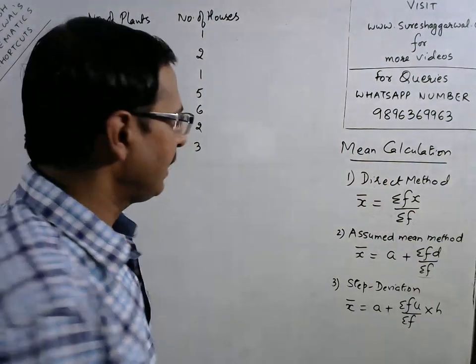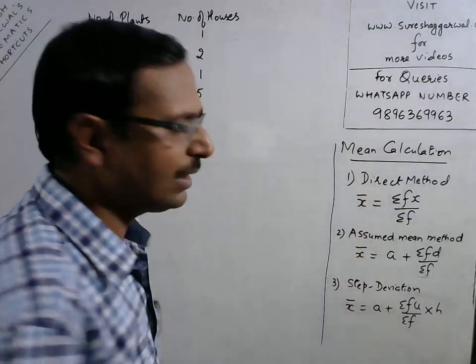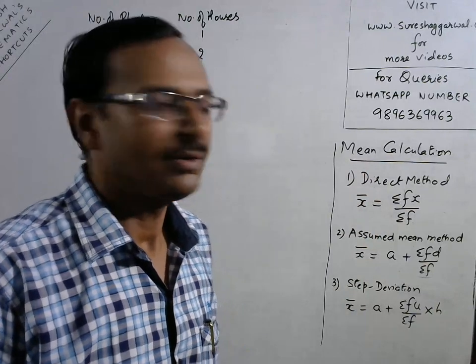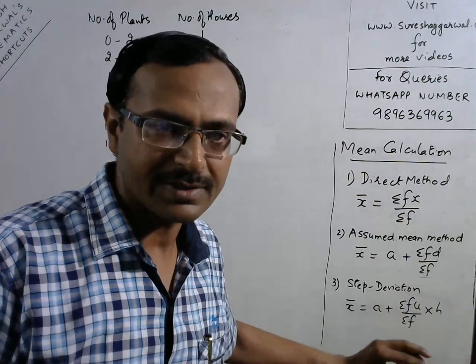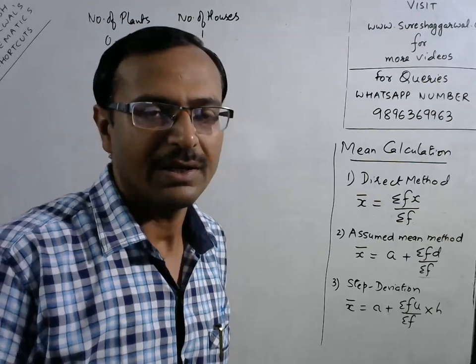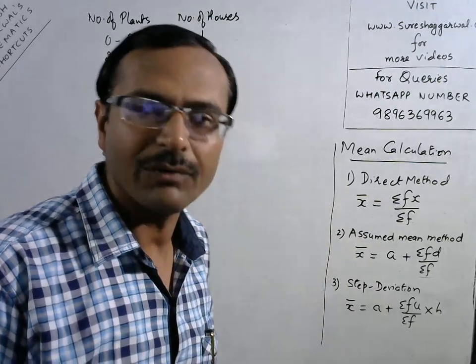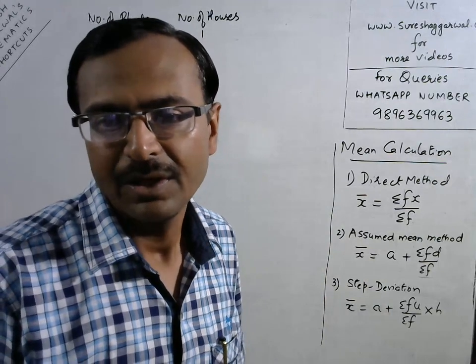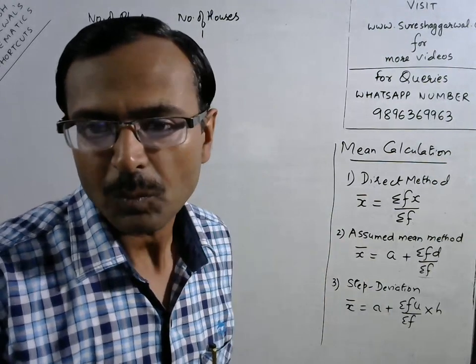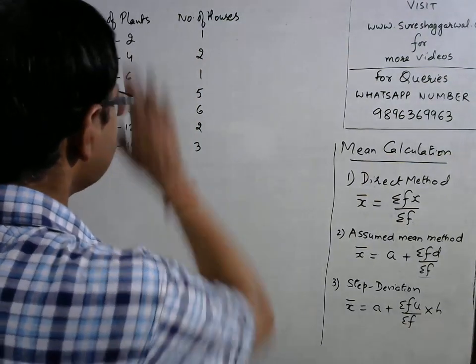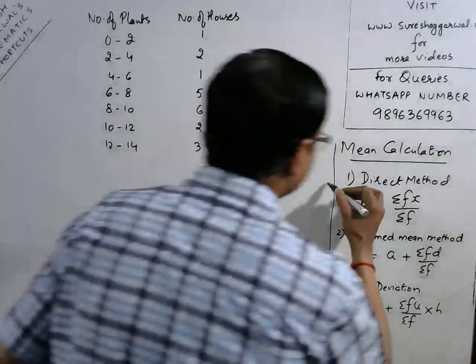Now these are the three methods through which you can calculate the mean. Remember, you can be asked any method through which you have to calculate the mean in board exams. So you need to know all the methods here. Obviously, if the method is not mentioned in the question, then you can go for any method which suits you. Now, how do you calculate the mean of this data using the direct method?